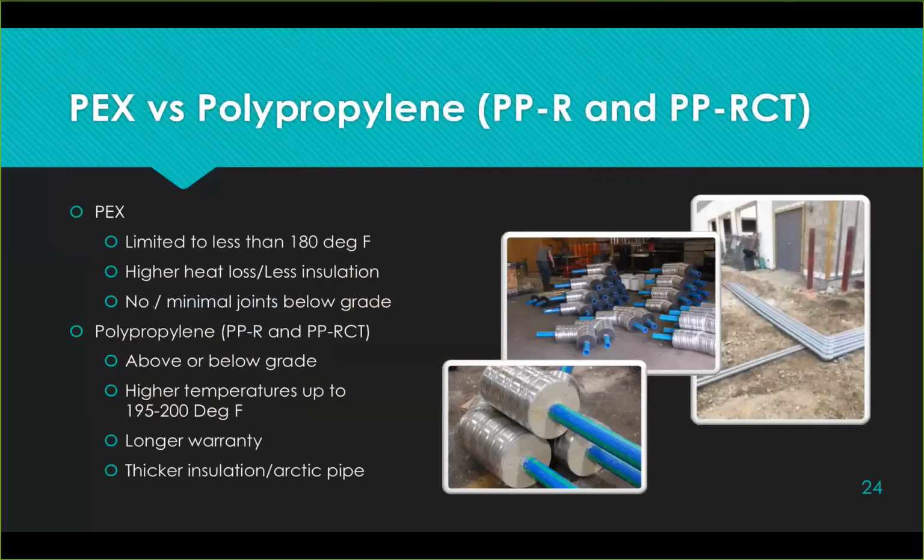On top of that, PPR and PPR-CT can be used above grade or below grade. They have longer warranties on them. So ideally now, your choice is PPR, PPR-CT, or PEX piping, depending on the installation and where you're going. Both of these are low-cost alternatives that could be installed in lieu of possibly a steel pipe.